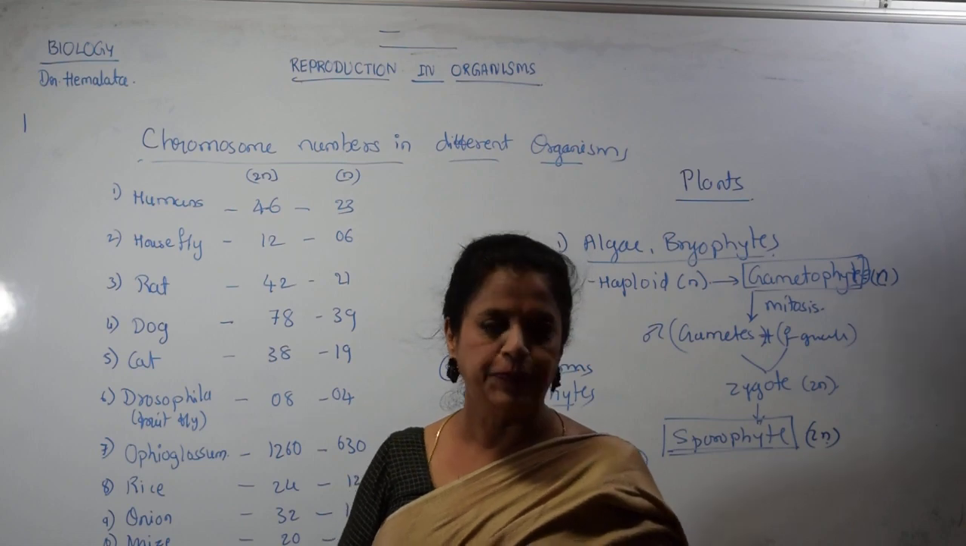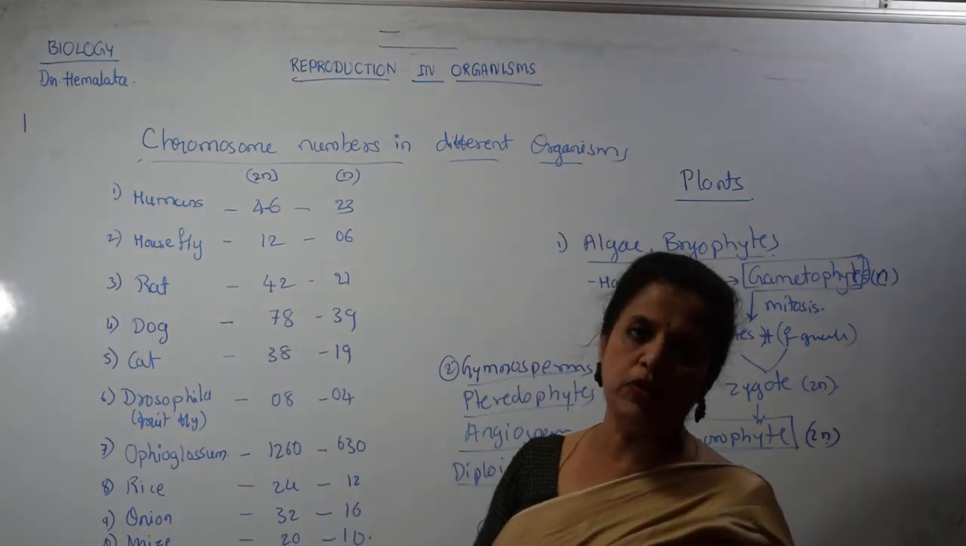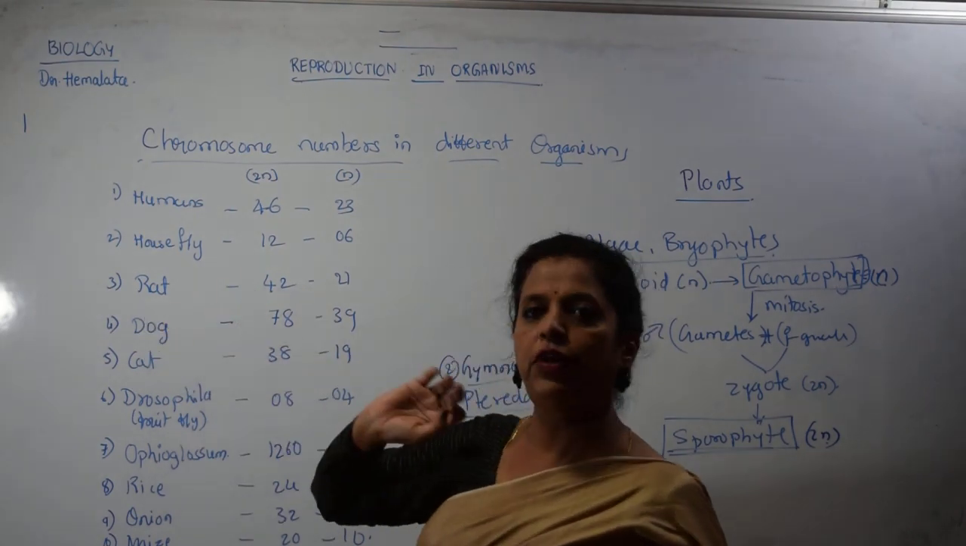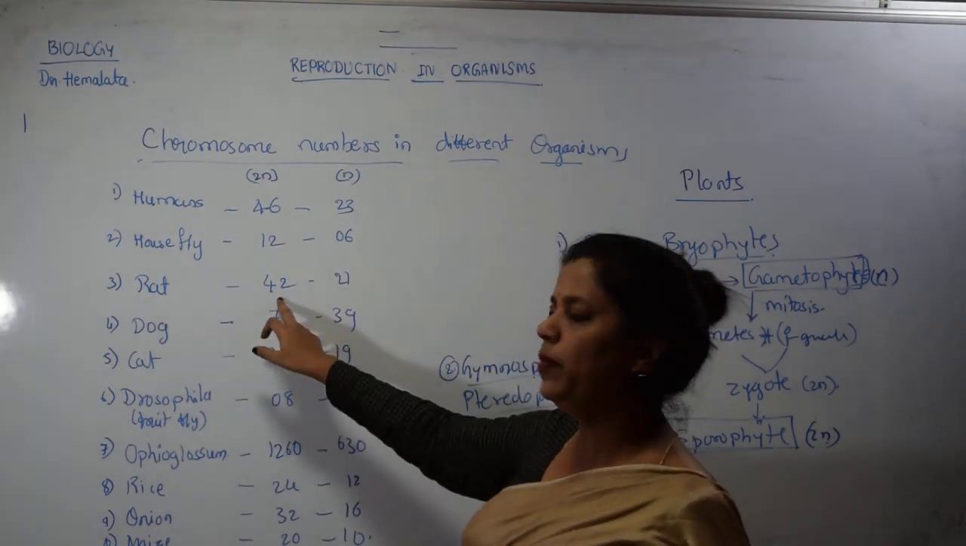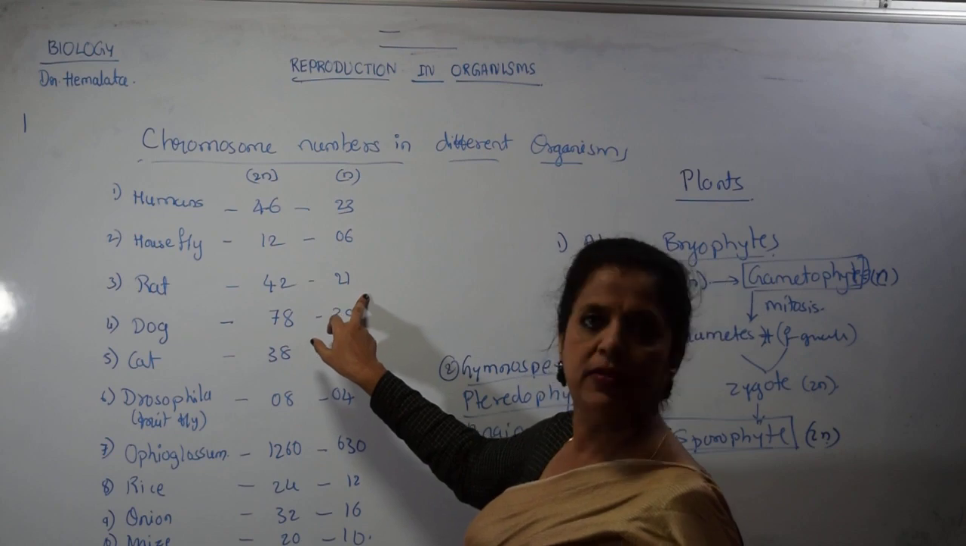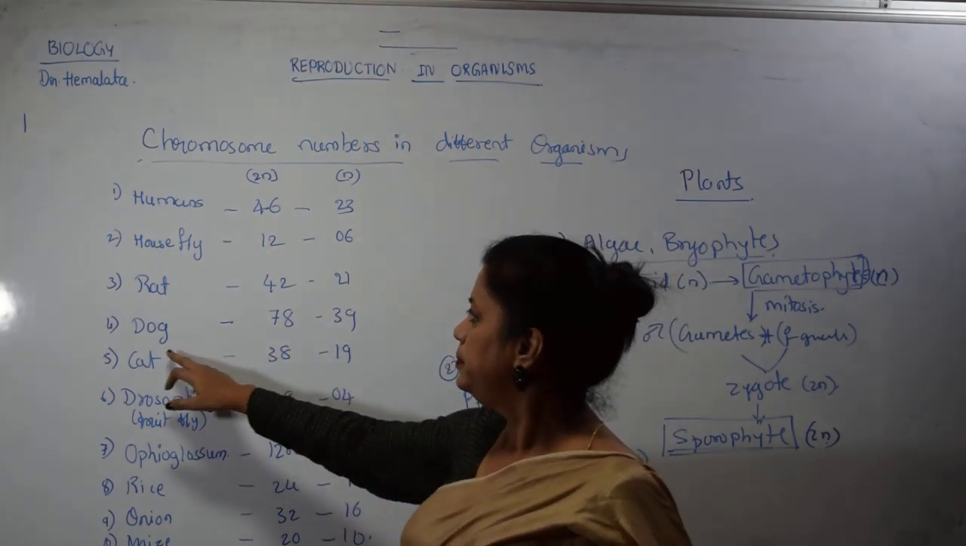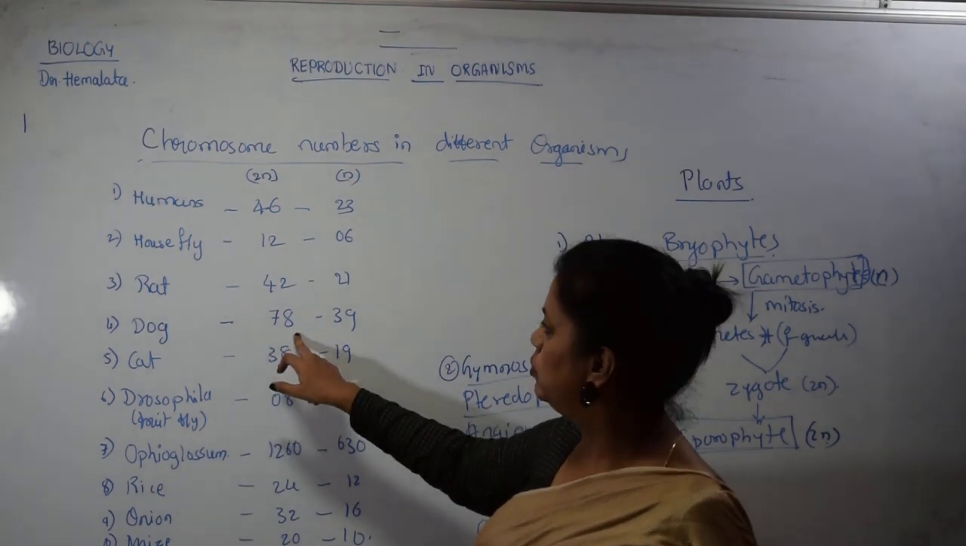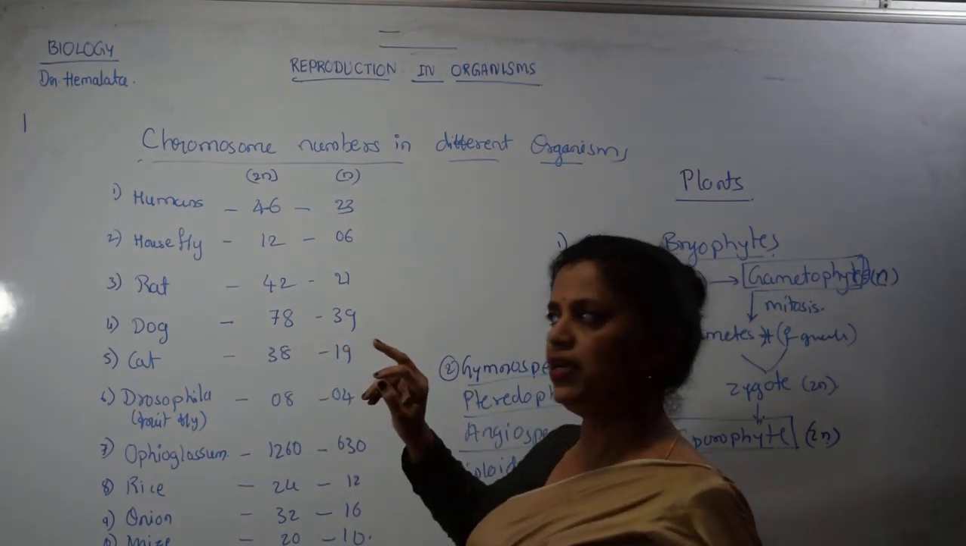It is fixed. Then housefly chromosome number is 12. Its haploid number is 6. Rats have 42 chromosomes, which is the somatic number, and 21 is its haploid or gametic number. Dog, among all this you can see, has 78 chromosomes, but the haploid number is 39.